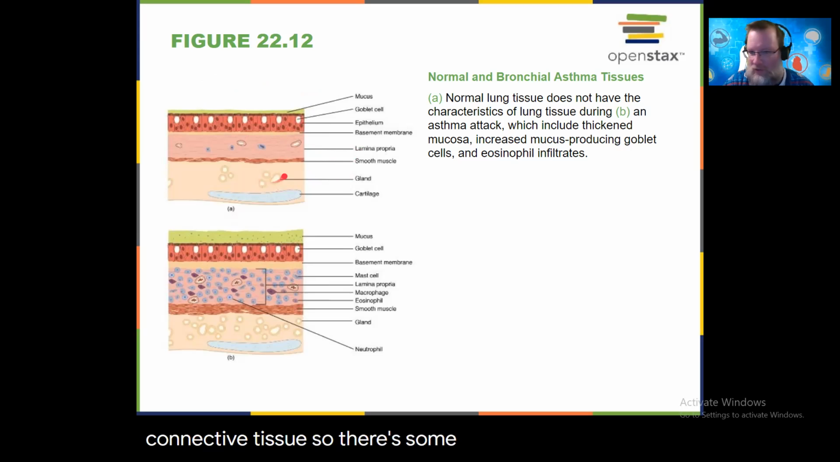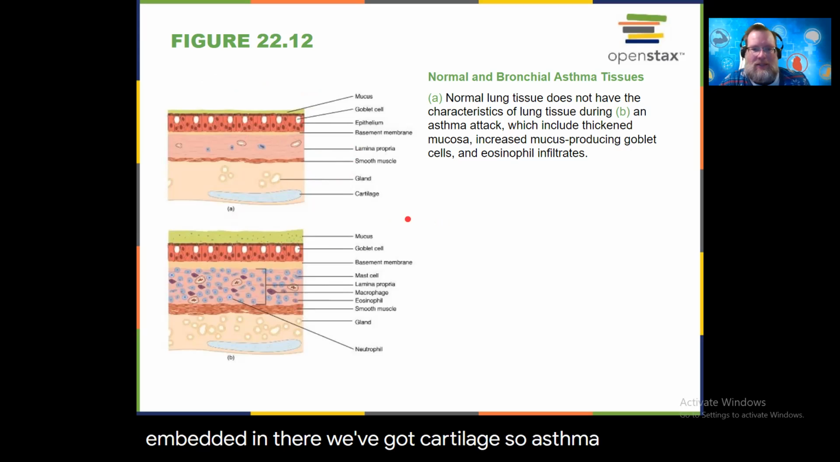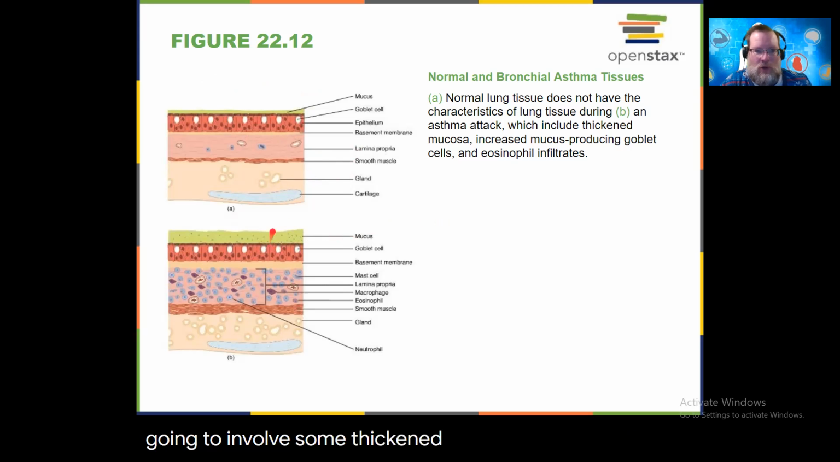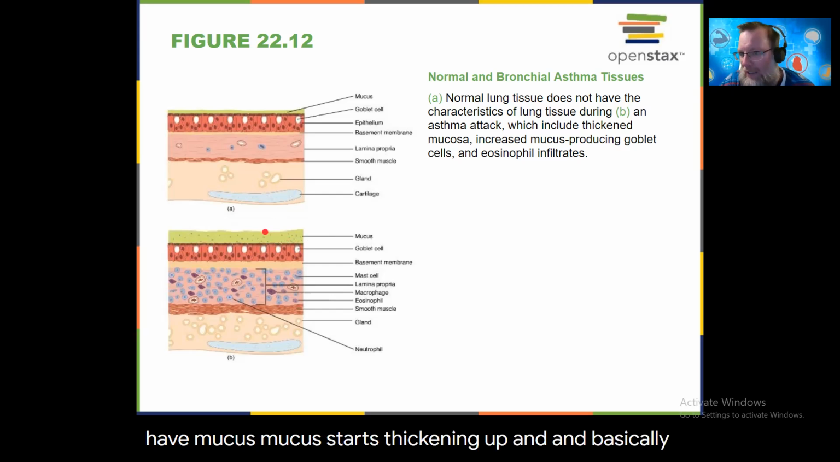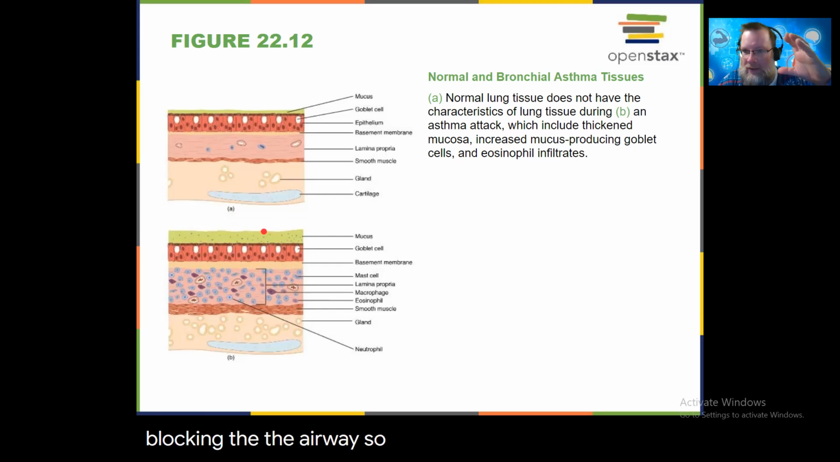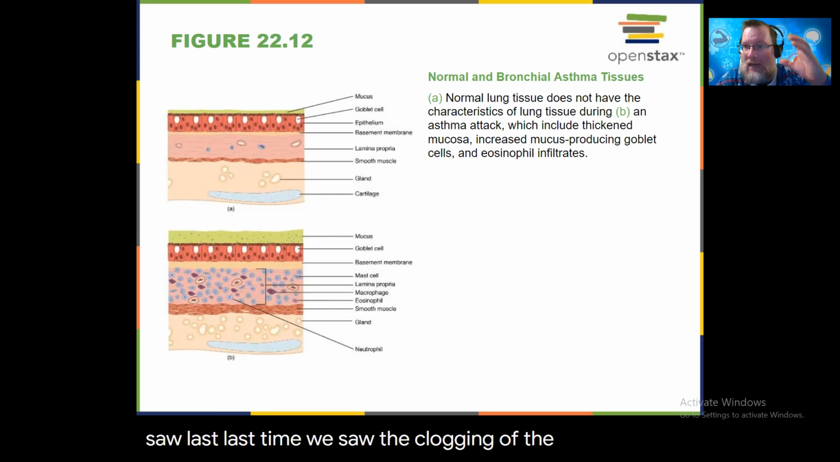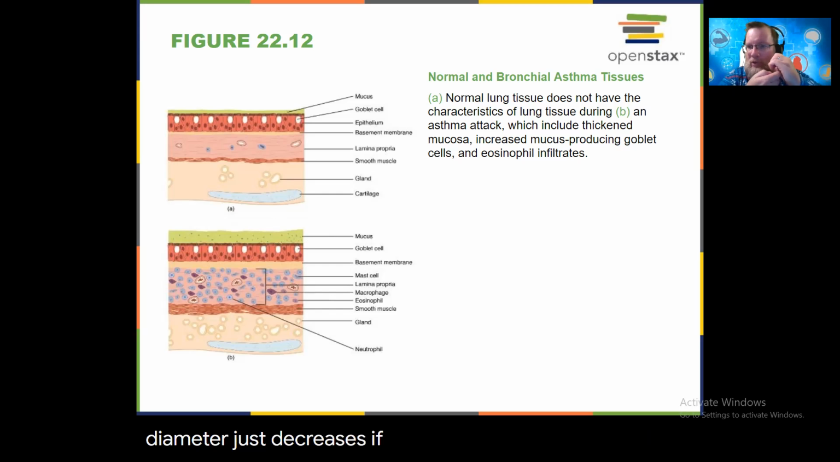So there's some glandular tissue embedded in there. We've got cartilage. Okay, so an asthma attack is going to involve some thickened mucus. The mucus starts thickening up and basically blocking the airway. The diameter of the lumen without all that mucus is a certain size that we need it to be. It's kind of like atherosclerosis, what we saw last time, the clogging of the heart. The diameter just decreases if I start putting a bunch of gunk in there.